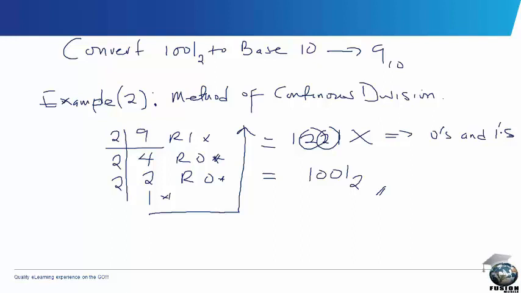So this is all about converting back from base 10 to different bases. You can use this method to convert to base 6. You can use this method to convert to base 8. Any other base less than base 10, you can use this method to get back to the base digit.